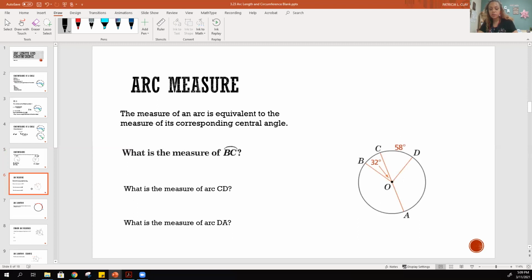Moving on. Let's do our arc measure. So we were introduced to arcs yesterday, right? So now we're gonna build on it a little bit more.